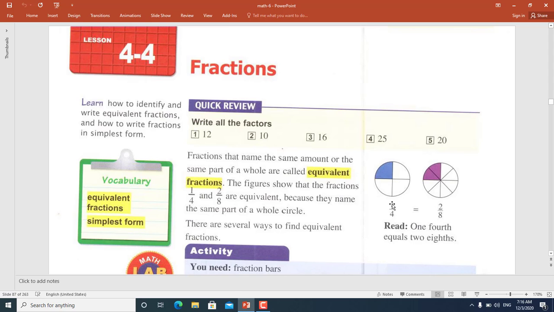You can write 1 over 4 out of one whole. We make it 8 parts, 2 parts were colored, 2 over 8. Equivalent fractions means that when you have two or more fractions, they are different in number but they have the same meaning. Look at that. We have 1 over 4. It is equal, or you can say it's equivalent, to 2 over 8, because look at this part: 1 out of 4 is equal to 2 out of 8.